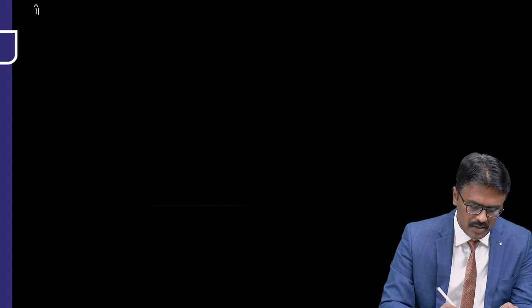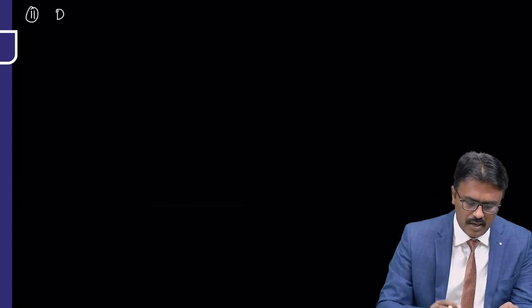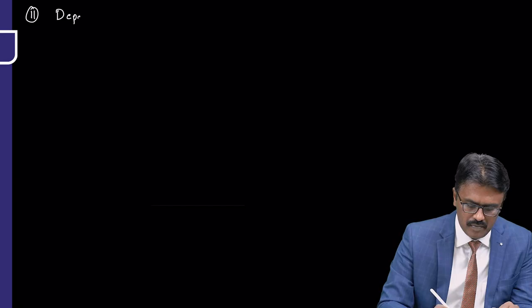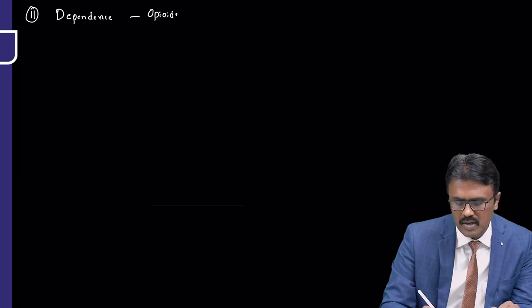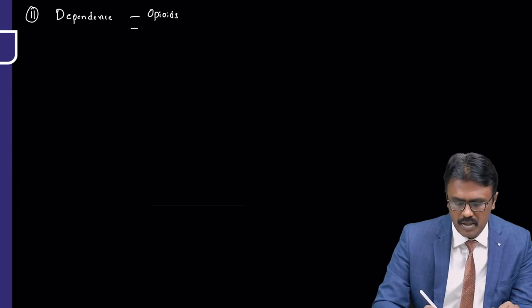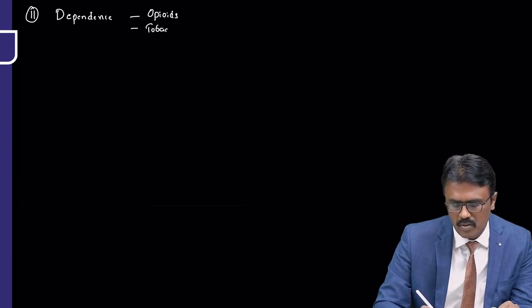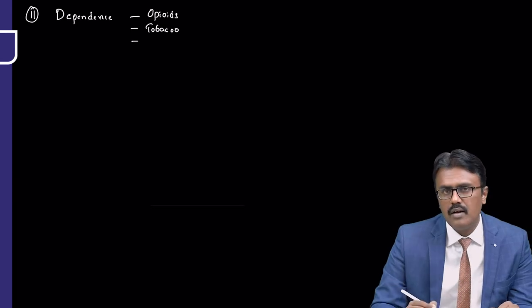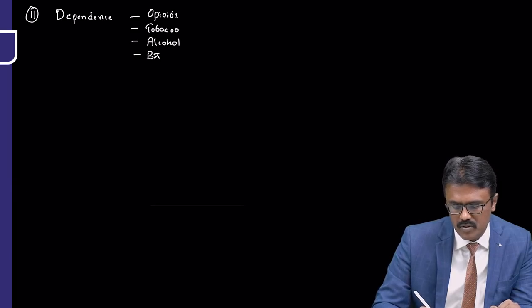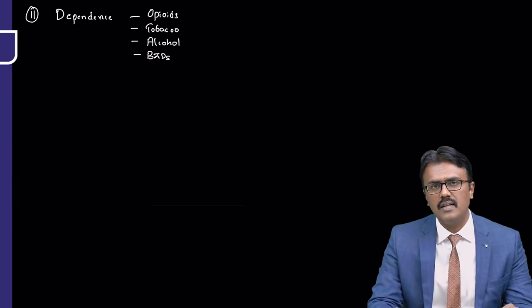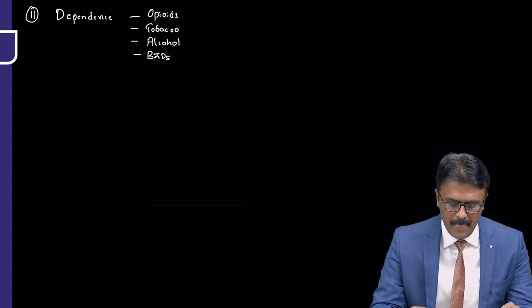Once we understood the teratogenic effect, one more adverse effect we see with drugs is that drugs can produce dependence. So the patient may depend on the drug. For example, the patient may depend on opioids. We'll discuss that in the opioid topic. The patient will have dependence on tobacco, alcohol, and benzodiazepines. These dependencies we'll be discussing in the respective topics.